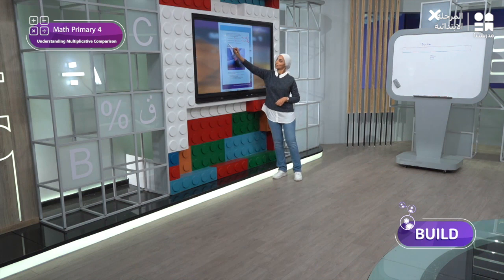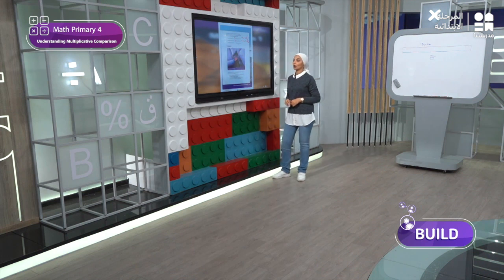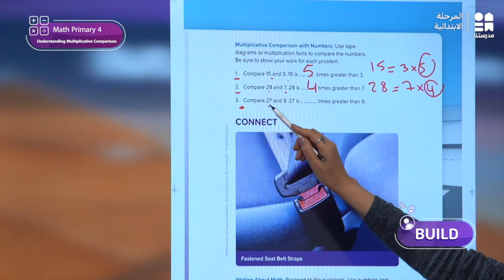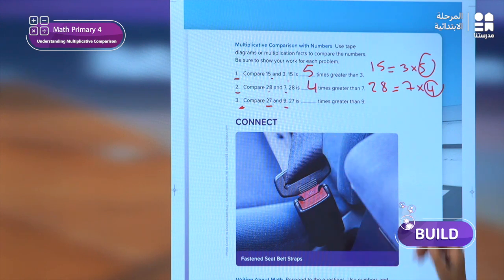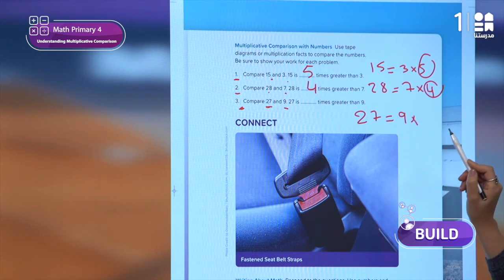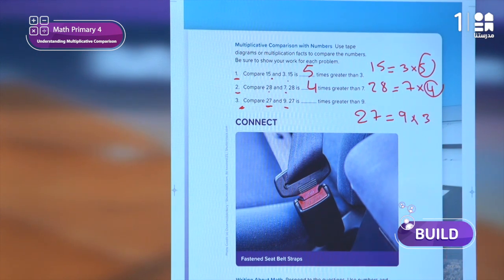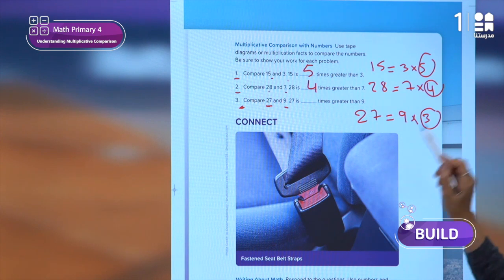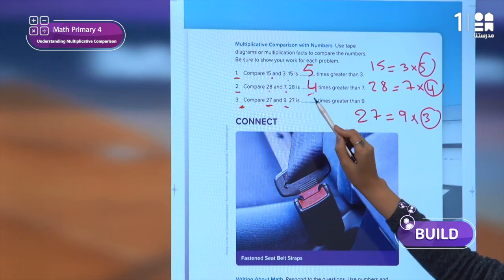And now, let's move to problem number 3. Problem number 3, I want to compare between 27 and 9. I know now that 27 equals 9 times what? 9 times 3. That means 27 is 3 times greater than 9.